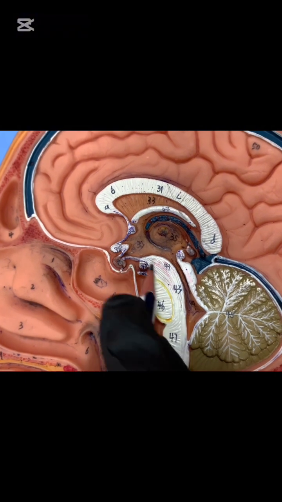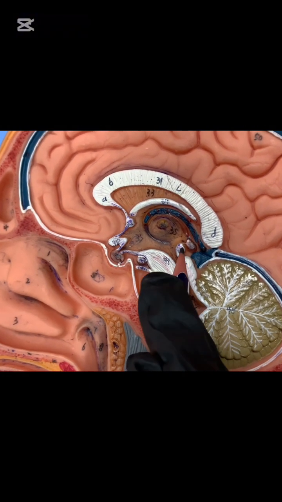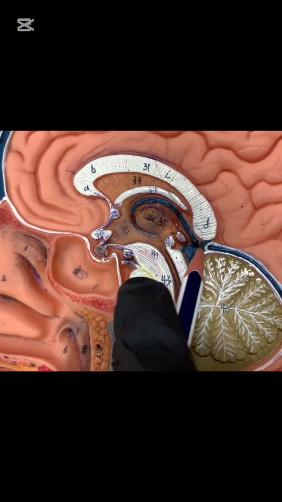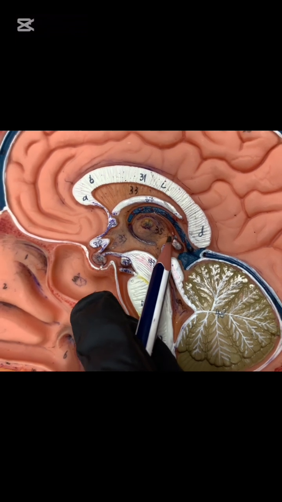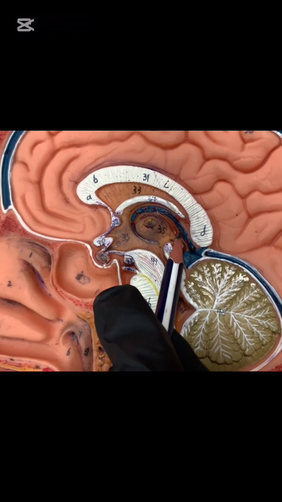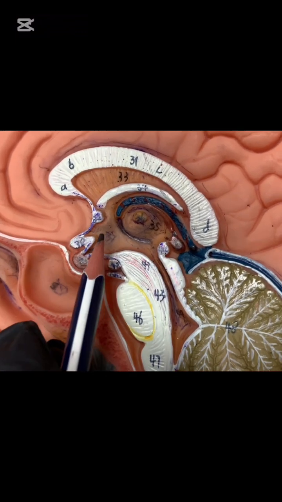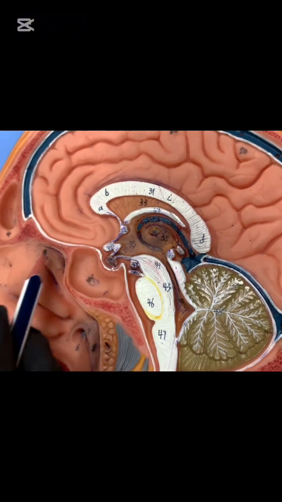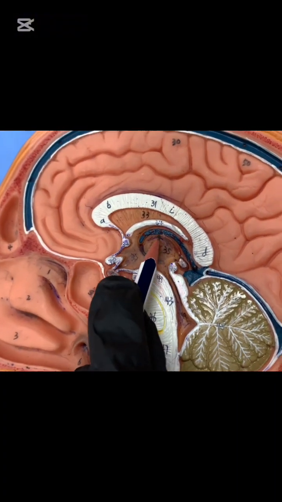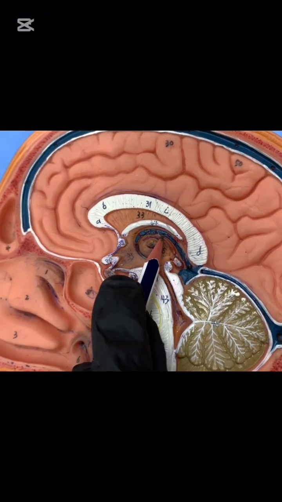As for the posterior wall, we start from the cerebral aqueduct. This is the posterior commissure, and this is the pineal gland or pineal recess with it, and here is the habenular commissure. As for the superior wall, we have the choroidal plexus.